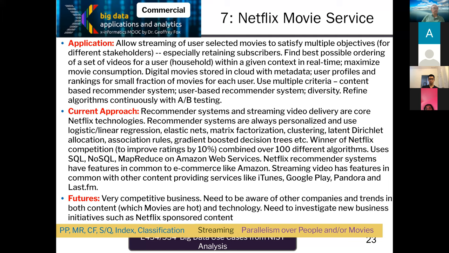using things like matrix factorization and latent Dirichlet allocation. And Netflix was famous for having a competition, which was sort of a Kaggle-style competition, where the winning entry combined 100 different algorithms. And Netflix uses the Amazon cloud service. And of course, it has features in common with Amazon in the recommender system and in things like systems like Pandora and iTunes in terms of streaming video delivery.